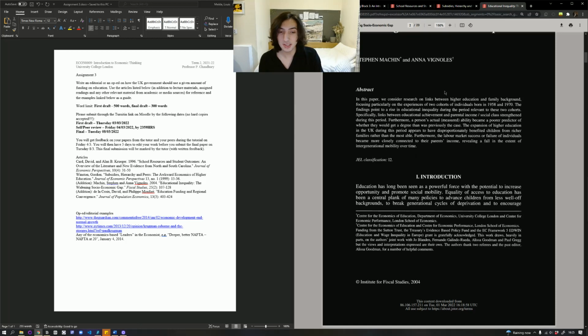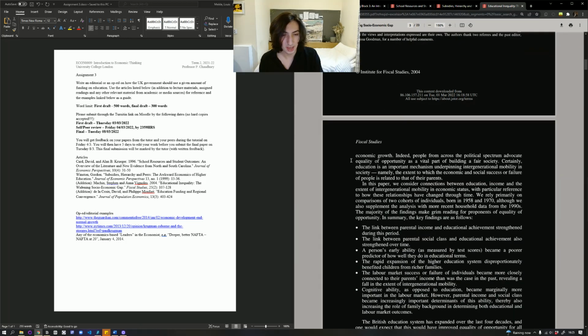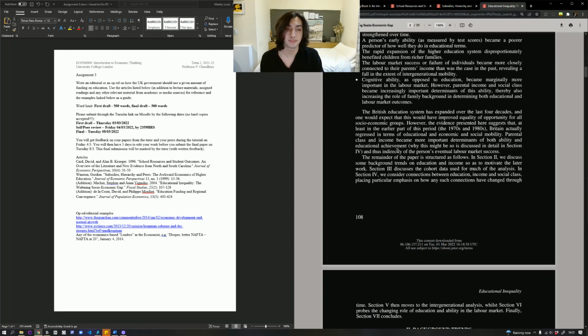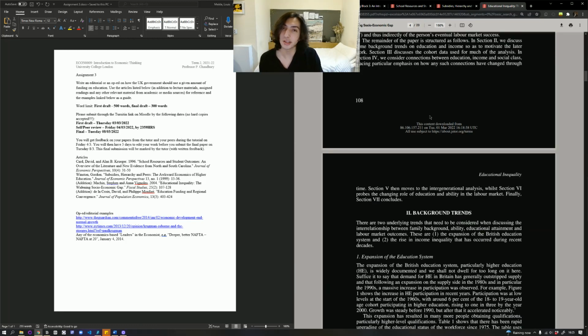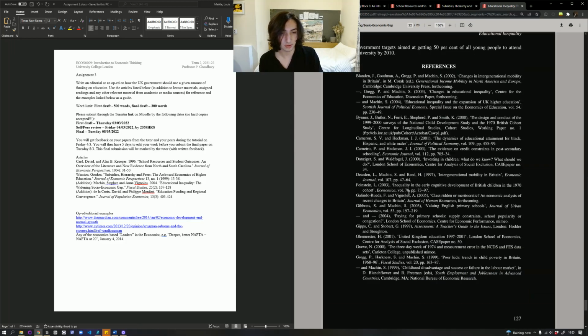So what this essentially tells you, it says, education basically promotes social mobility. Equality of access to education is a central plank of many policies to advance children from less well-off backgrounds, to break generational cycles of deprivation, and to encourage economic growth. Let me just skip to the conclusion, because I'm not going to take you guys too far through it.